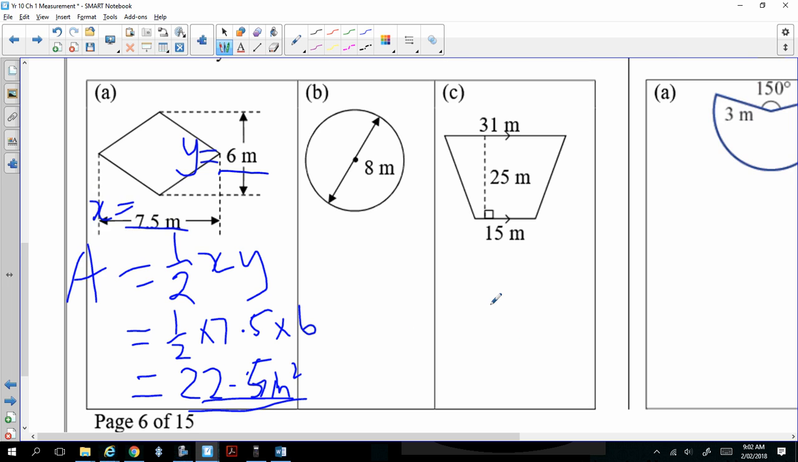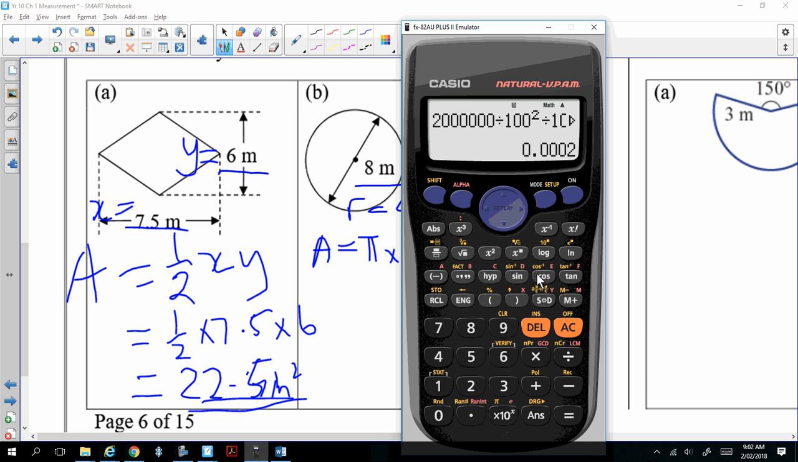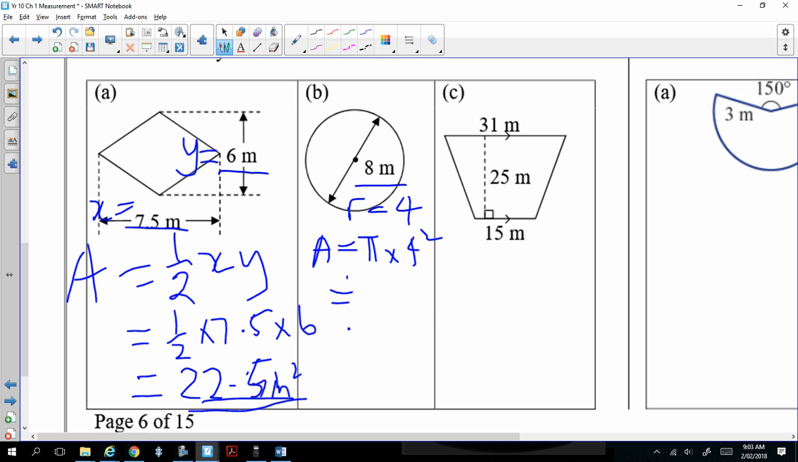All right, any question? Next is a circle, pi r squared, so you have to find the radius, which is 4. Pi r squared, so you go area is pi times 4 squared. Now, the question says not in terms of pi, 2 decimal places, so you go shift pi like this. That's how you get the pi. Shift this button times by 4 squared equal this, which is 2 decimal places, approximately equal to 50.27. Okay, square meters.